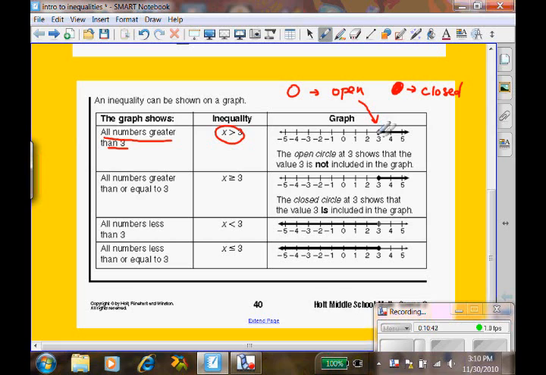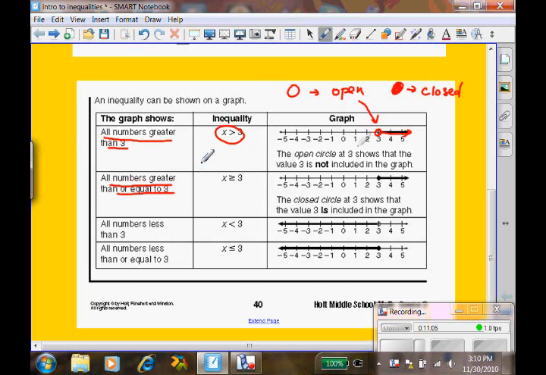So from that little open circle, I draw a line with an arrow to the right. So my graph looks like this: open circle, arrow to the right, which is already drawn on your paper. Now, if I have all the numbers greater than or equal to 3, that's x is greater than or equal to 3, that means 3 could be one of my answers.